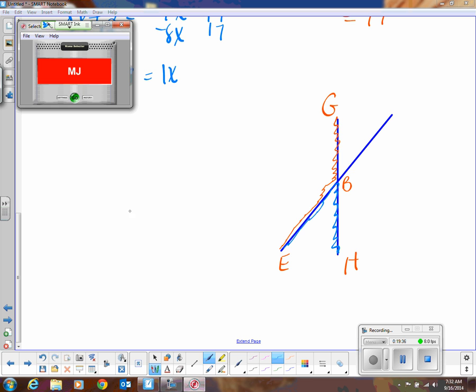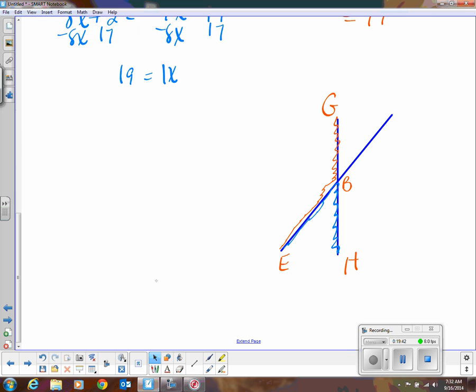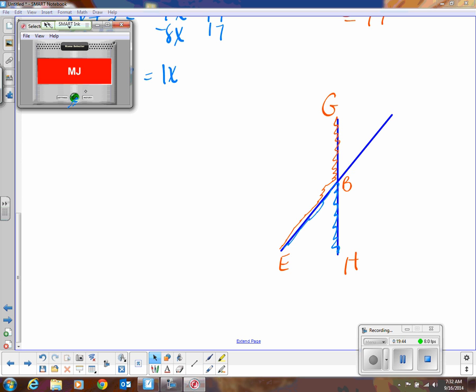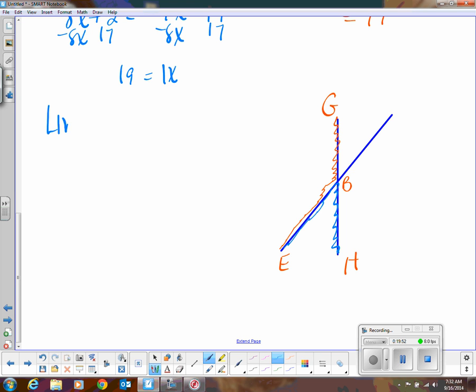I put supplementary. Okay, let's go for the name of the angles. Yes, that's the relationship. All right, hold on. This is not. So I gotta get rid of the E. All right, here we go. Leslie, what type of angles are they? They're a linear pair.